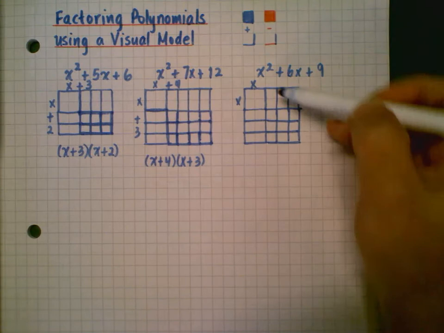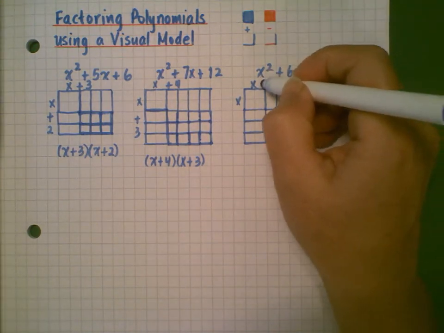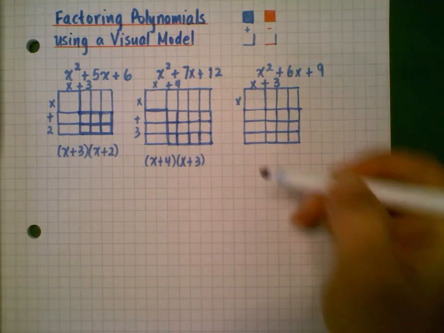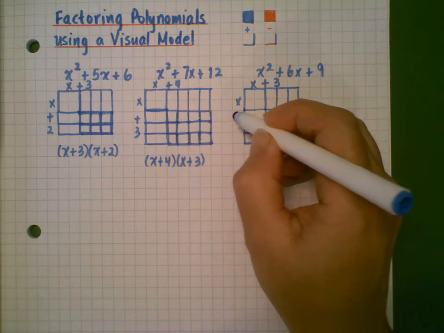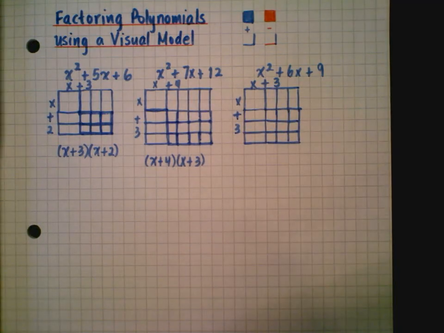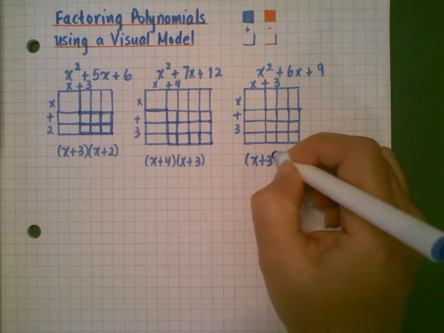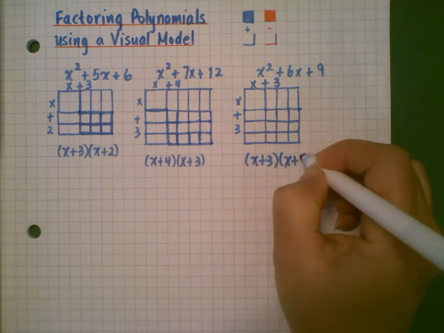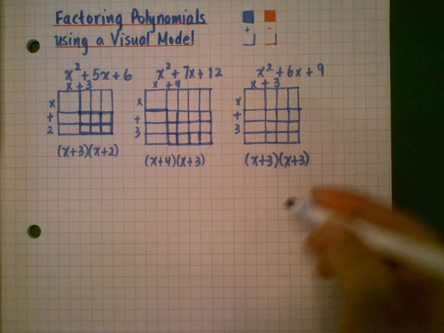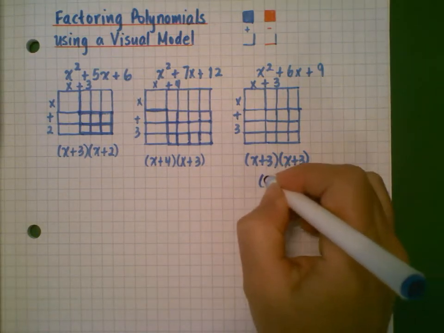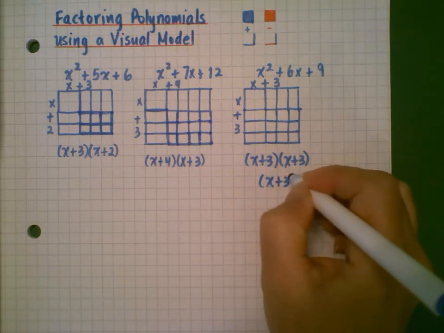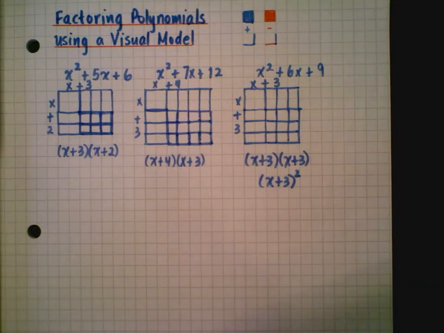So here's what I mean by that. Across the top, the dimension is x plus 3 in this case, and down this side, the dimension is also x plus 3. So the factors are x plus 3 times x plus 3, which I could write as x plus 3 squared.